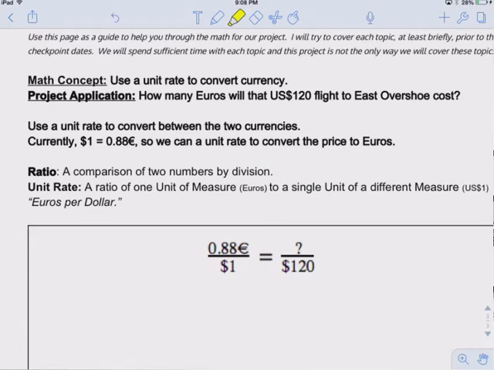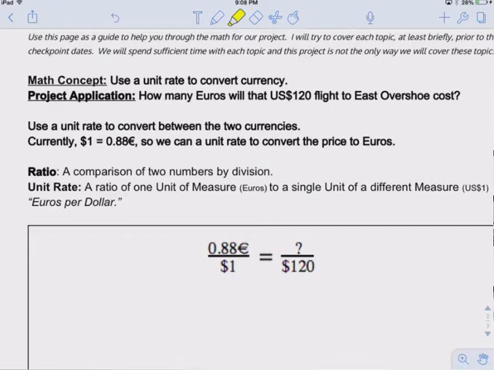Okay, this is video number 3 for our mini lessons for our travel brochure project. This math concept is about finding the conversion of currency using a unit rate to do the conversion. So in different countries they have different currencies.